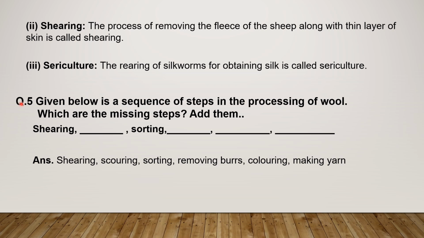Question number 5. Given below is a sequence of steps in the processing of wool. Which are the missing steps? Add them. Shearing, dash, sorting, dash, dash. So which are the processes there? First process shearing, then scouring, sorting, removing burrs, coloring and making yarn. So these are the processes.